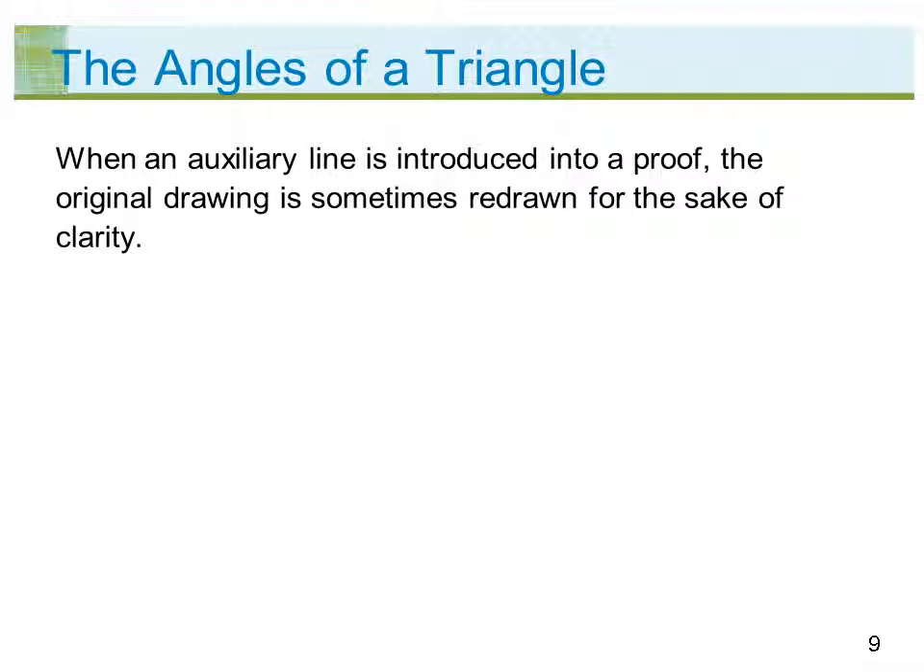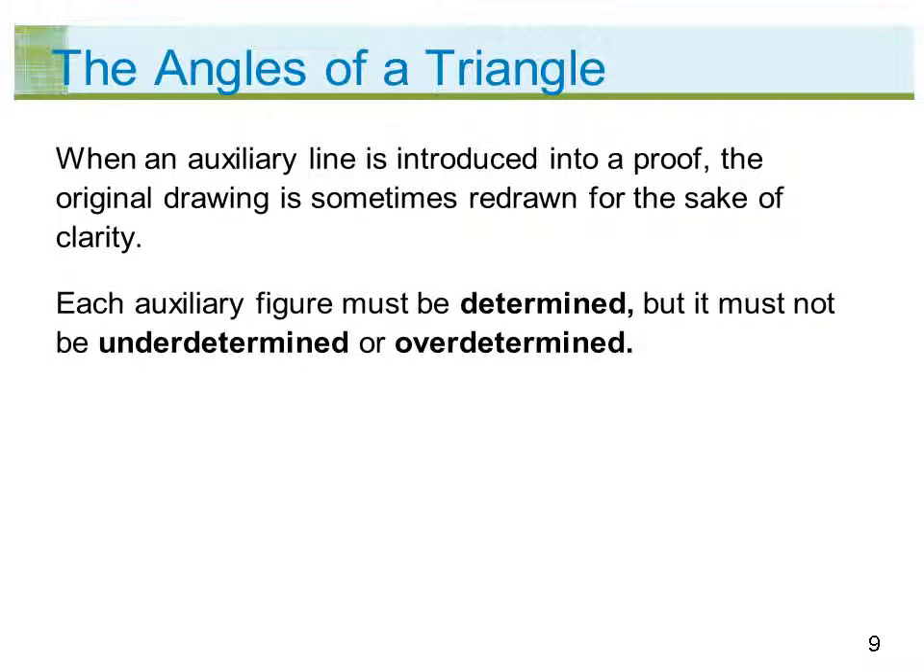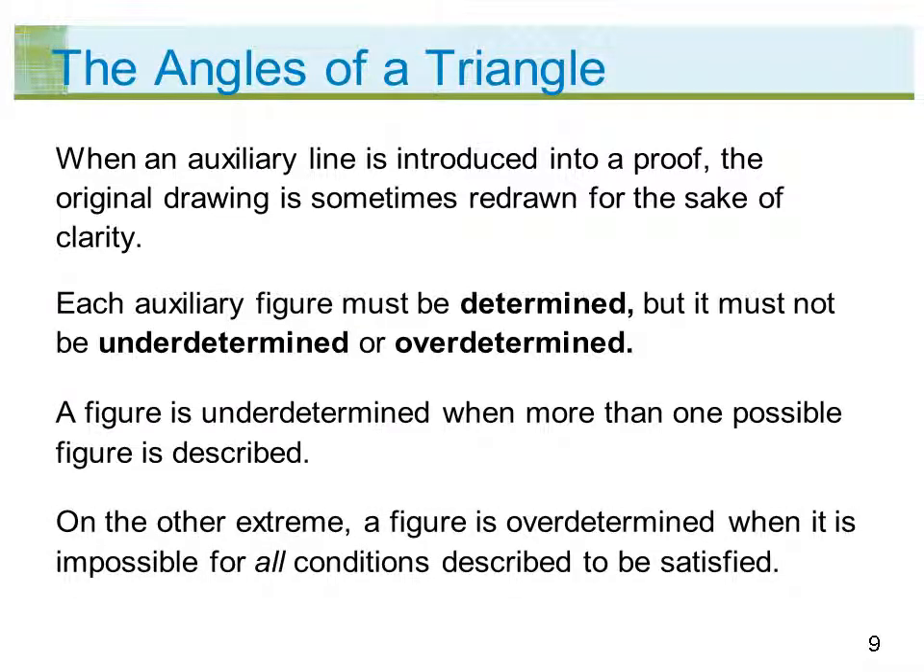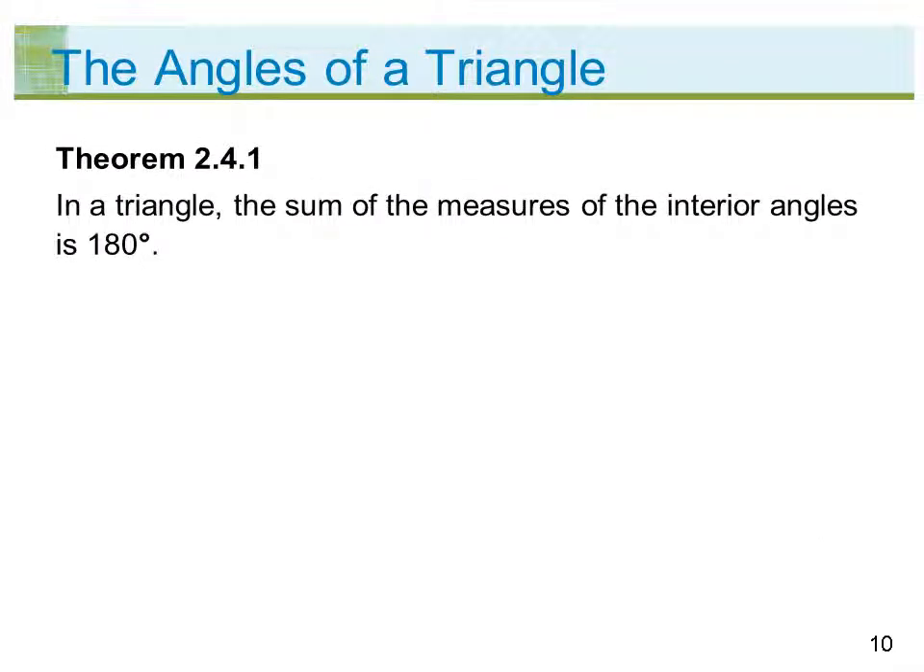When an auxiliary line is introduced into a proof, the original drawing is sometimes redrawn for the sake of clarity. Each auxiliary figure must be determined, but it must not be underdetermined or overdetermined. A figure is underdetermined when more than one possible figure is described. On the other extreme, a figure is overdetermined when it is impossible for all conditions described to be satisfied. Theorem 2.4.1 In a triangle, the sum of the measures of the interior angles is 180 degrees.